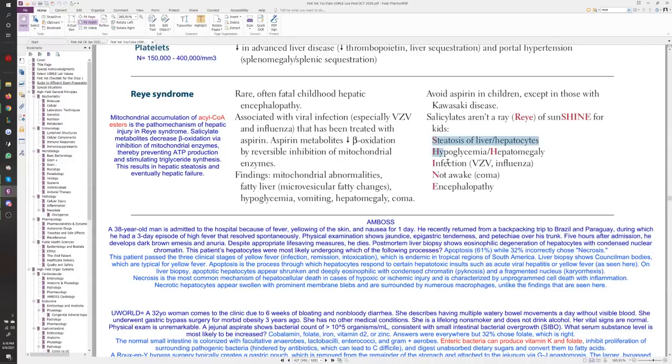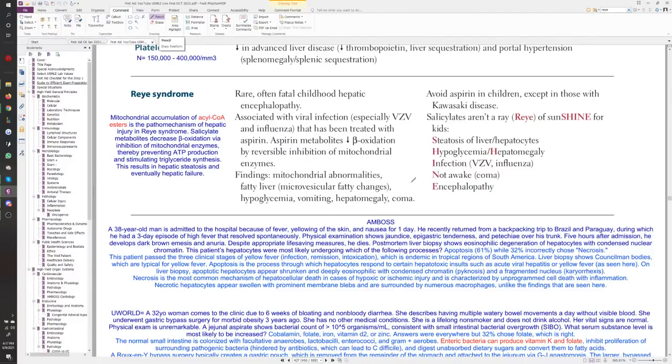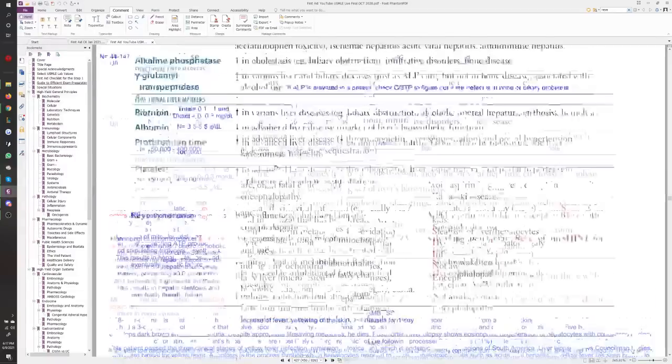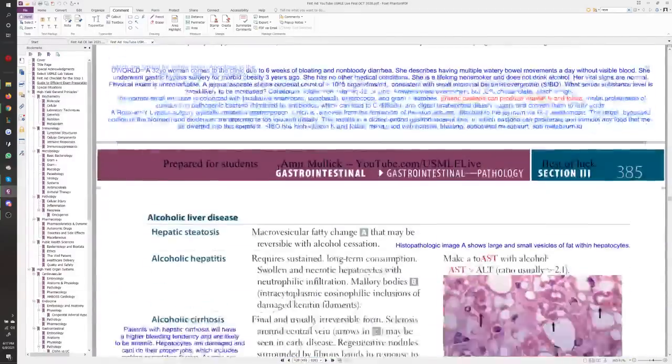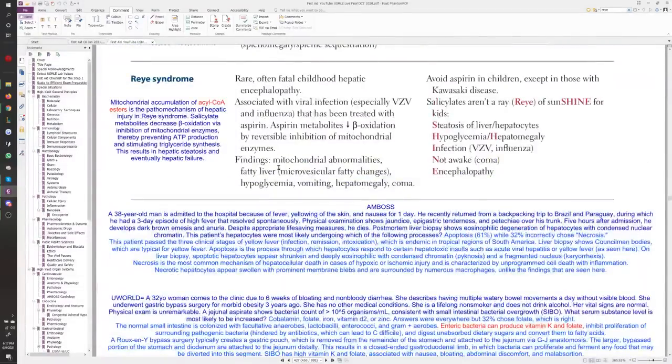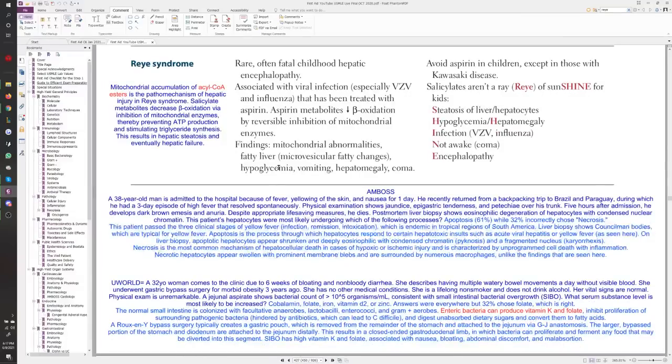So Reye was the mnemonic they had in step 1, and back in step 1 times in Sketchy Micro, they actually had a bottle of aspirin that had sun rays coming out of it to remind you of the Reye aspect of things. Actually, I don't have the picture here, but try to remember what it was that they had Reye syndrome in.